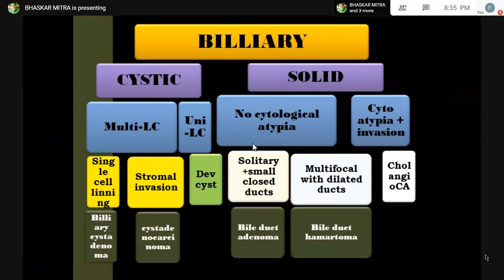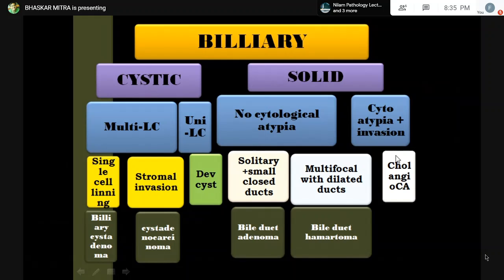For cystic and solid appearance: if unilocular, look for a developmental cyst. If there is muscle in the wall, then it looks like a foregut cyst. If it is only fibrous tissue, look for a bile ductular cyst or mesenteric cyst. Then multilocular with a single cell layer is biliary cystadenoma; multiple cell layers with stromal invasion suggest carcinoma. And in the solid lesions, there may be bile duct adenomas or bile duct hamartomas.